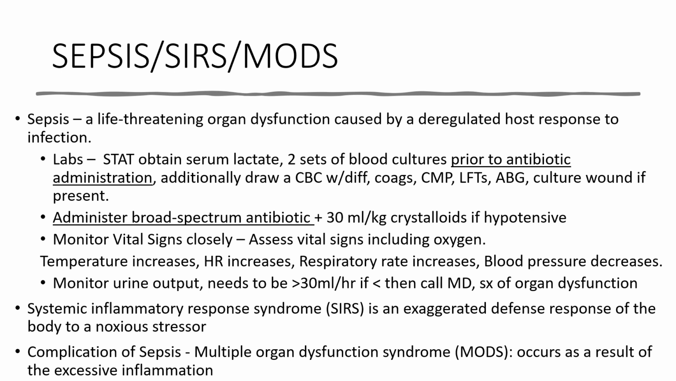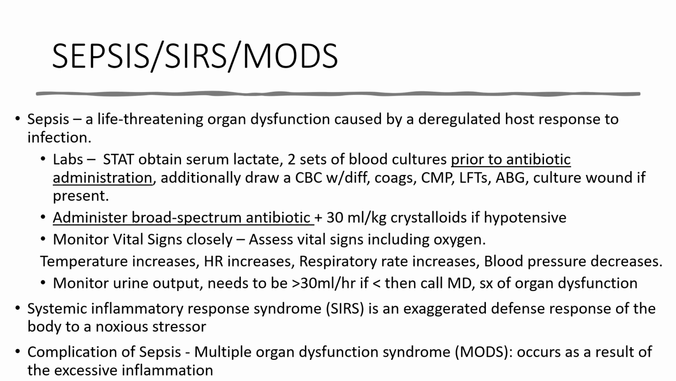We need to assess all of them: blood pressure, your temperature, your oxygen, all the different vital signs. So our temperature in sepsis increases, our heart rate increases, our respiratory rate's going to increase. Our blood pressure might drop if they're compensating, and our SpO2 could drop if they're compensating. So monitor that urine output. Again, it needs to be greater than 30 mLs per hour. If it's less, they're having signs of organ dysfunction, we need to call the doctor.